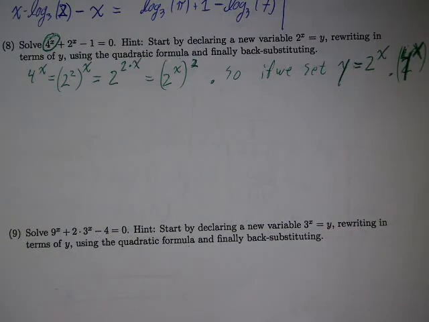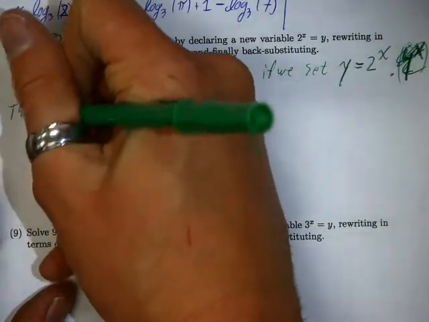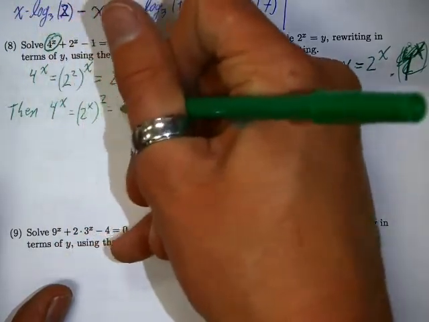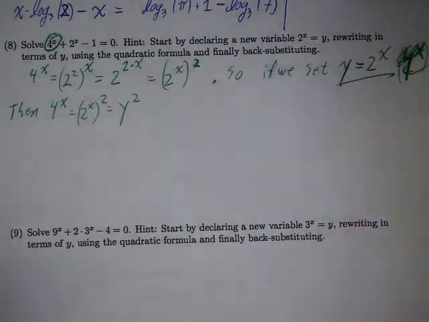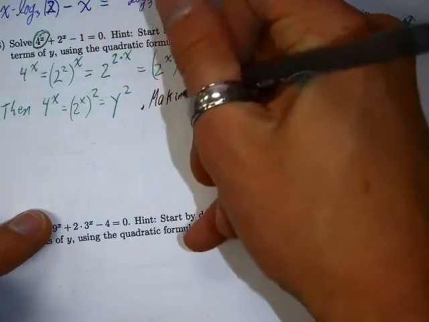So I'm going to replace 2 to the x with just y and hope that I can get an easier equation to solve by doing that. So if 2 to the x is y, then 4 to the power x, well, that's 2 to the x squared. That's just y squared if we set y to be 2 to the x. So let's make that substitution and see if the equation becomes any nicer.